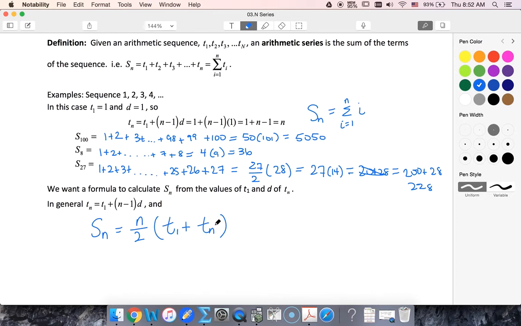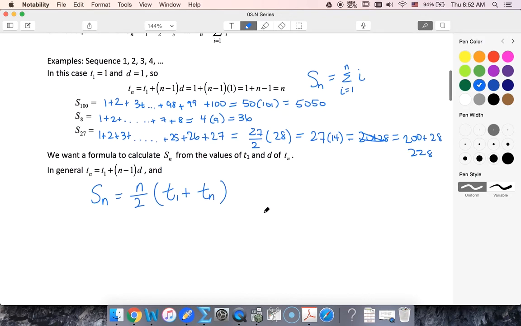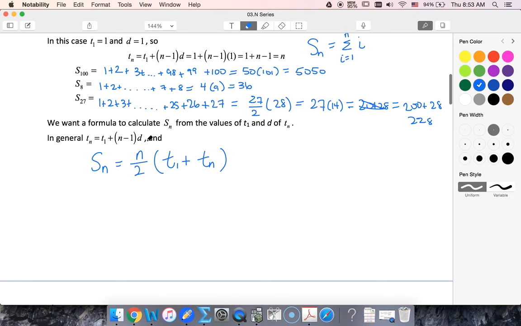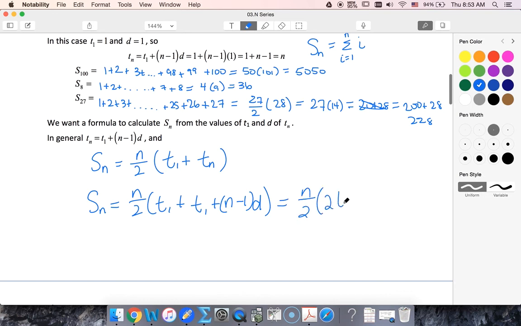Okay, so now, again, handy if I know how many terms and the last term. I usually don't know that though. I usually know how many terms and my d value. So I can come back and replace this with my general formula for an arithmetic sequence term. So I can also say that S sub n is n over 2 times term 1 plus, now substitute, term 1 plus (n minus 1)d. I have 2 terms that I could collect. So n over 2 times (2 term 1 plus (n minus 1)d). And this is the general formula for finding the sum of an arithmetic series.